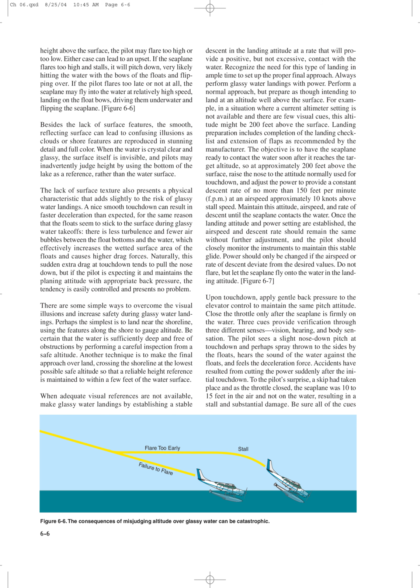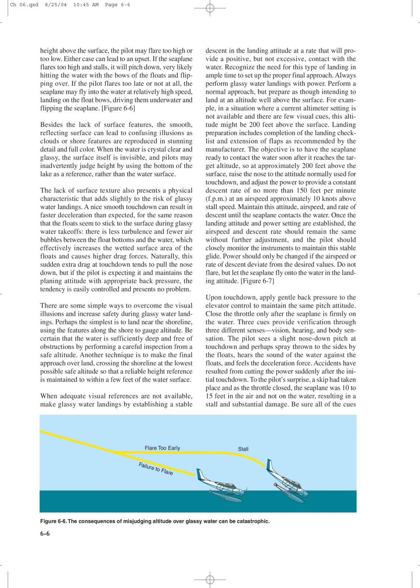There are some simple ways to overcome the visual illusions and increase safety during glassy water landings. Perhaps the simplest is to land near the shoreline, using the features along the shore to gauge altitude. Be certain that the water is sufficiently deep and free of obstructions by performing a careful inspection from a safe altitude. Another technique is to make the final approach overland, crossing the shoreline at the lowest possible safe altitude so that a reliable height reference is maintained to within a few feet of the water surface.